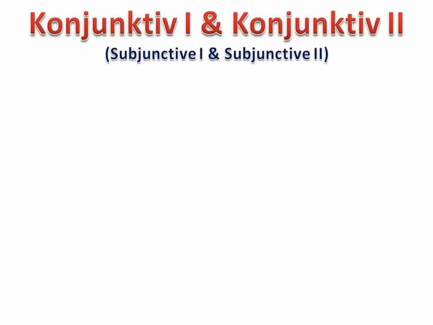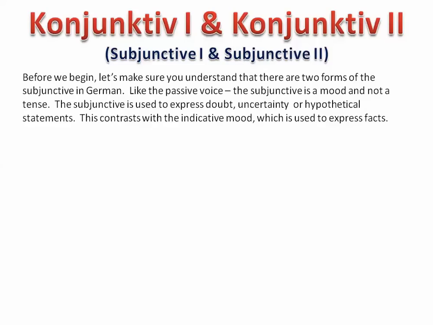So today we are going to talk about the subjunctive in German, and the first thing you need to know is that there are two types of the subjunctive in German. There's the subjunctive I and the subjunctive II, which in German are referred to as Konjunktiv I and Konjunktiv II. So that's the first thing.